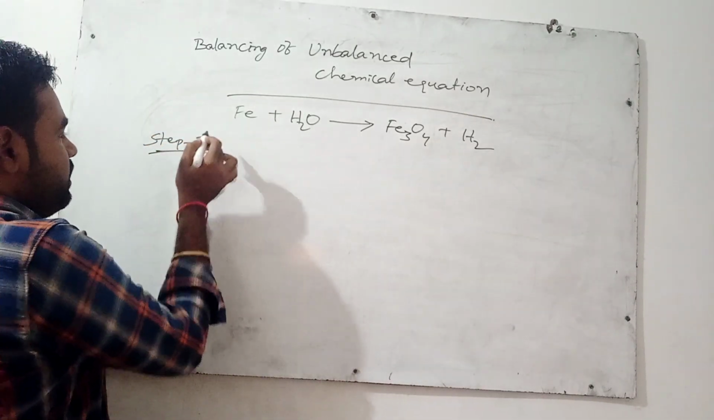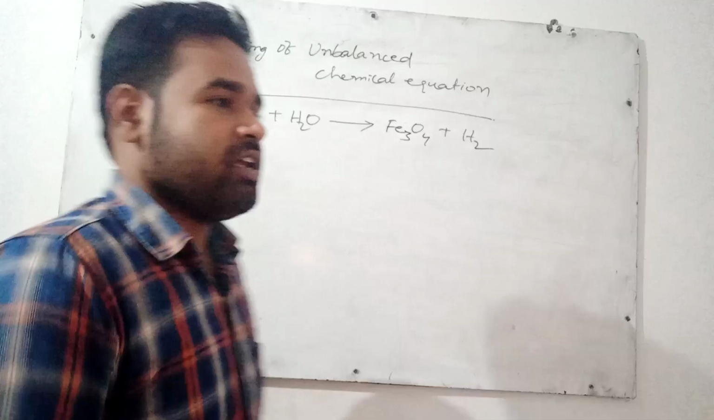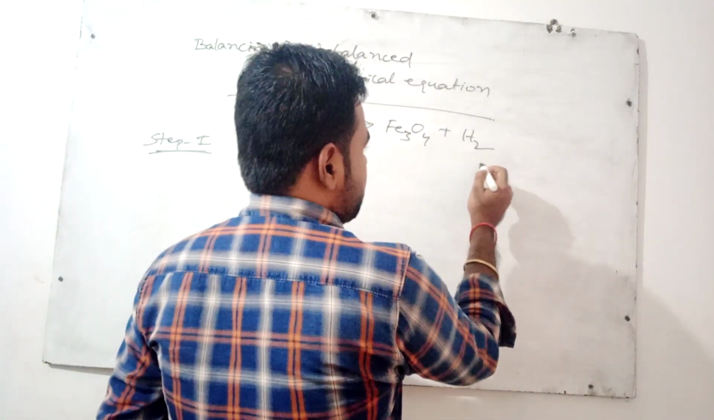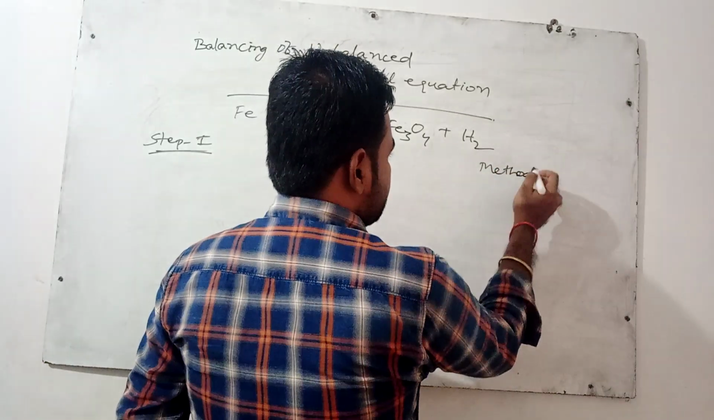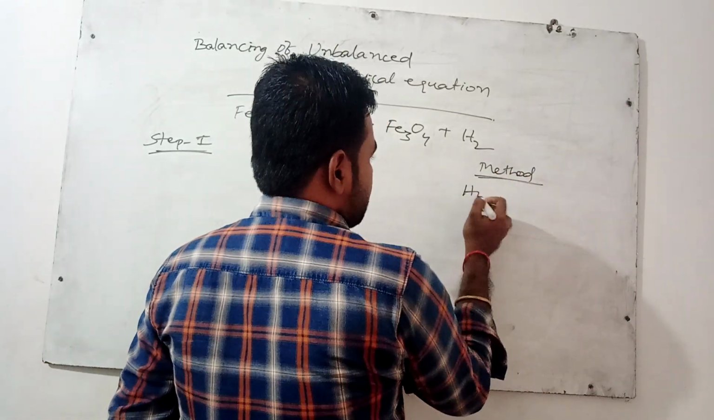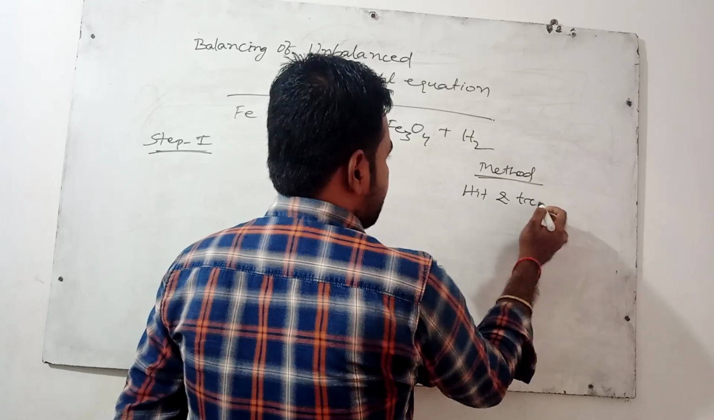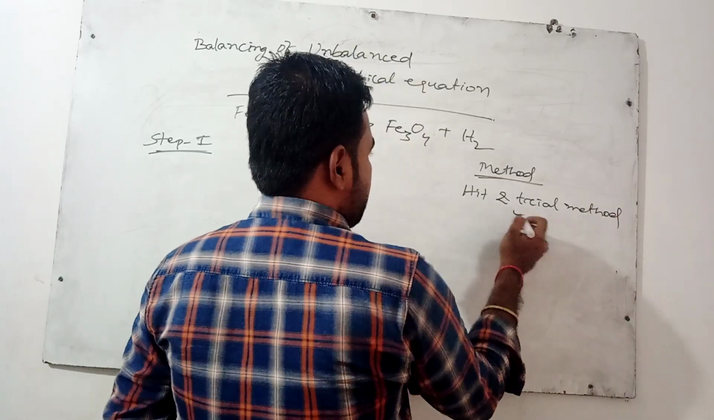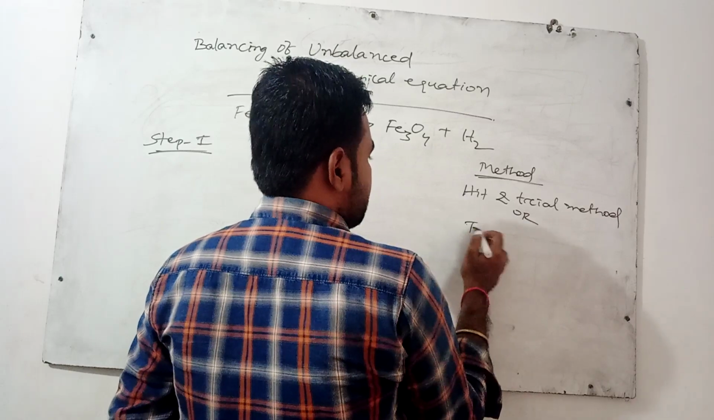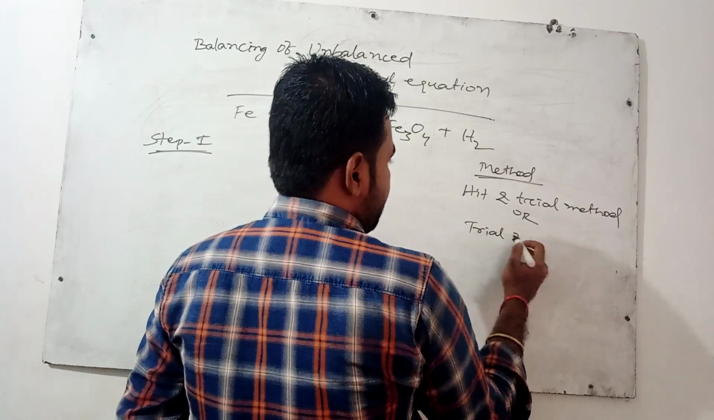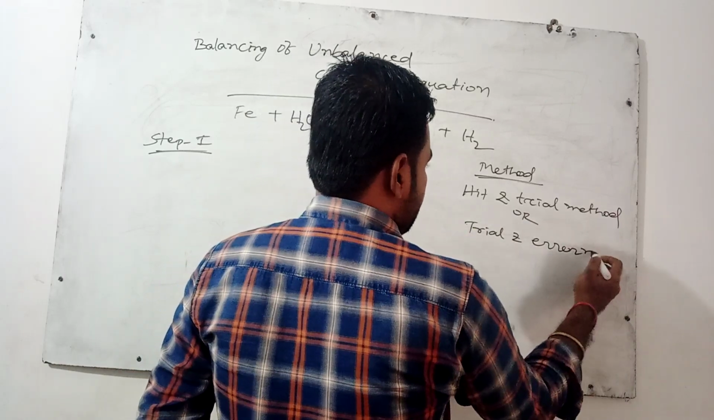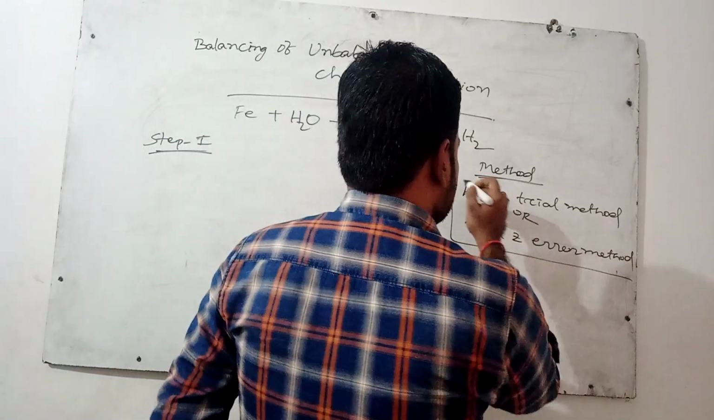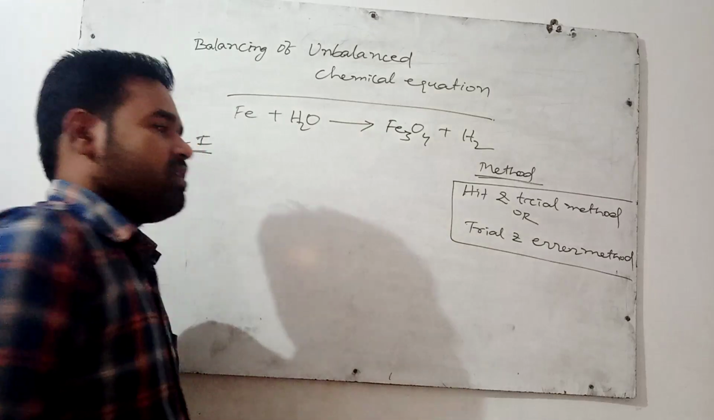To balance a chemical equation, we have a method. What is the method? The method name is hit and trial method, or it is also called trial and error method. Using this method we will balance the given chemical equation.